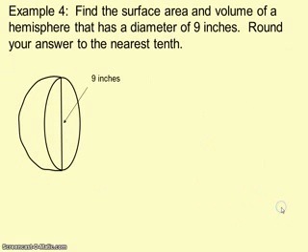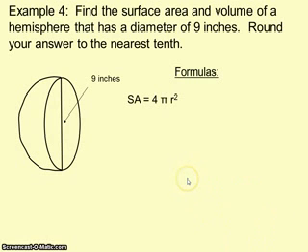And example 4. This one we're asked to find the surface area and volume of a hemisphere that has a diameter of 9 inches. Round your answer to the nearest tenth. Okay, so formulas. Now, we don't have a separate formula for hemisphere, but we know that a hemisphere is half of a sphere. So if we find a formula for sphere, then we can just cut that in half. So let's use those formulas, surface area and volume.